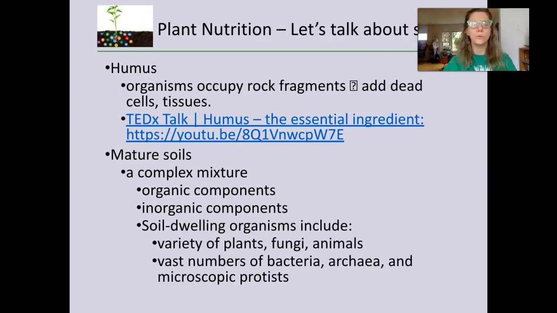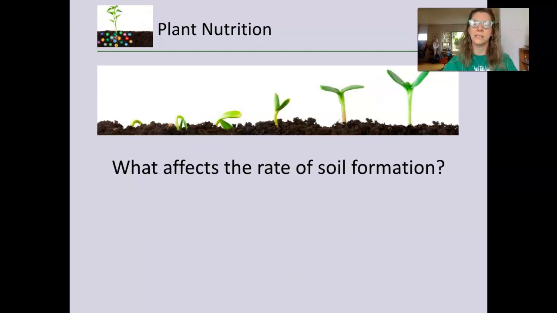So mature soils have a complex mixture of not only inorganic compounds, so all of that rock and stuff that's broken down, but also organic. It has soil-dwelling organisms that help break down the soil, add nutrients, they poop in the soil, they break down plant material, so they're very, very important, particularly when we talk about the prokaryotes that we forget about often. They're playing a very, very important role in adding to the complexity of the soil.